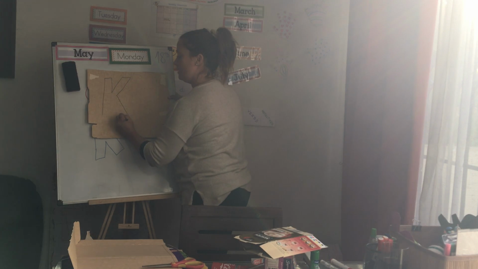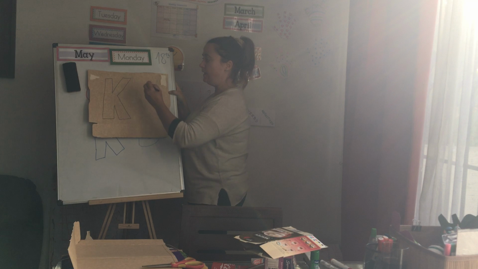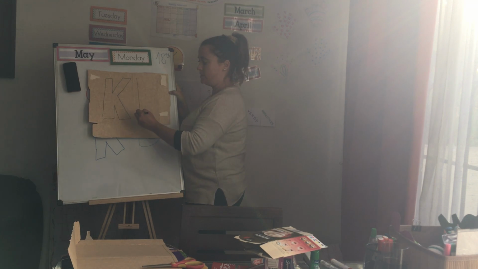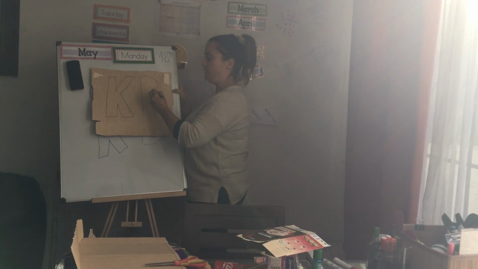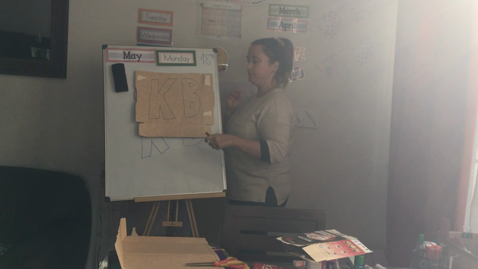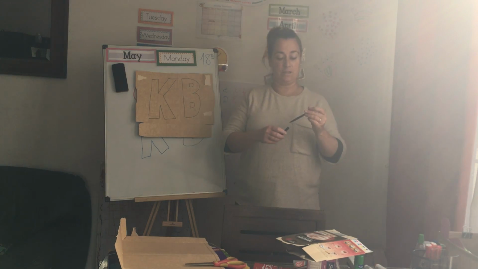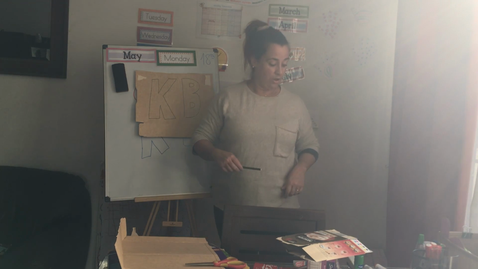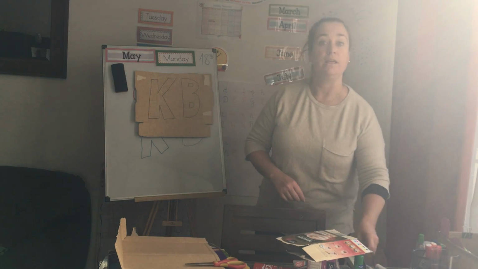K. I have a K and I've got a B, right? A B. Okay? There we've got our initials on the cardboard.